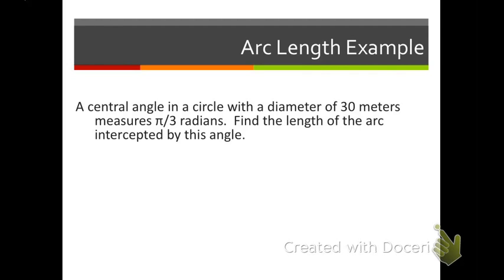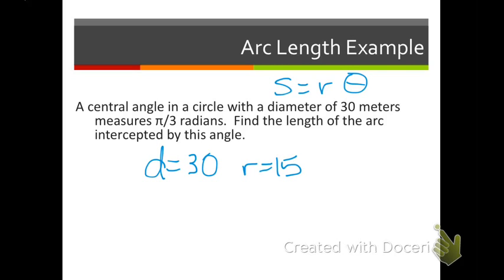So hopefully an example will help tie together what we just talked about there. We have a central angle. All right, diameter is 30. But I don't want diameter in my formula here. I want radius. So let me go ahead and change that. Radius is 15 meters. The angle is pi over 3. Find the length of the arc.